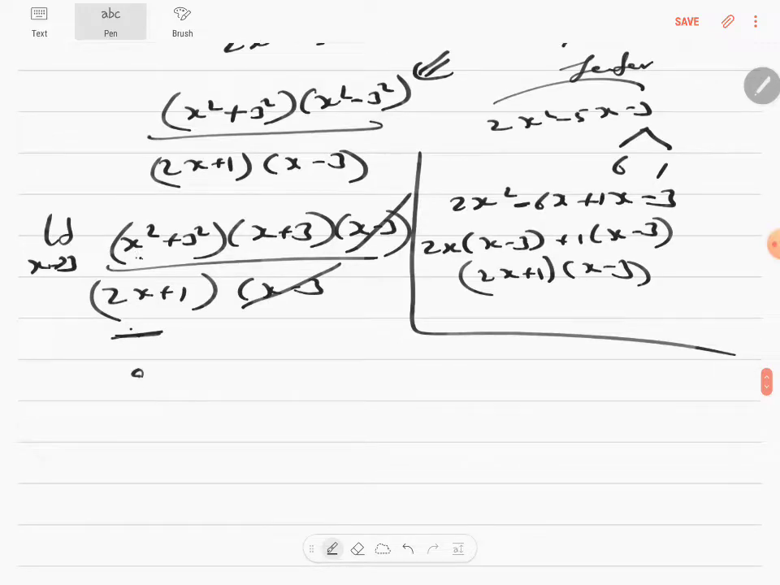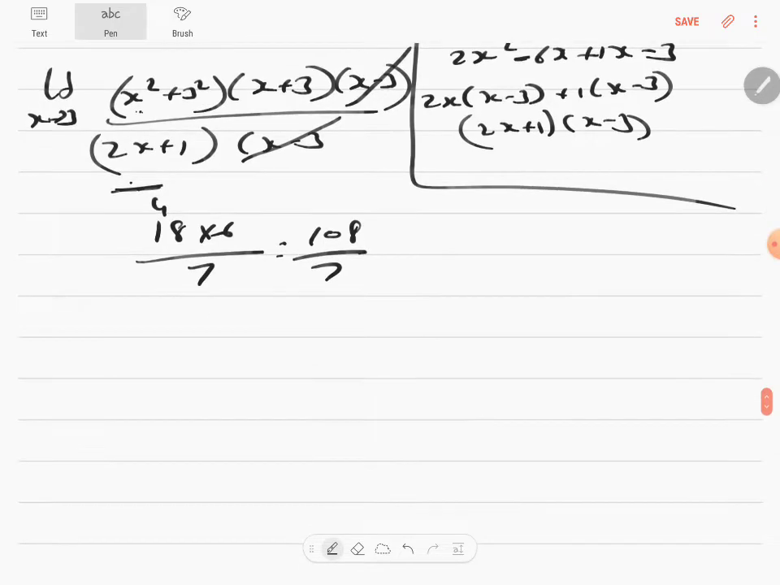So 3 times 3 is 9 plus 3 times 3 is 9, 9 times 2 is 18, right? 18 into 3 plus 3 is 6, by 3 times 2 is 6, 6 plus 1 is 7. 8 times 6 is 48, 6 times 1 is 6, 108 by 7. Like this you should do. Can I go to the next sum?